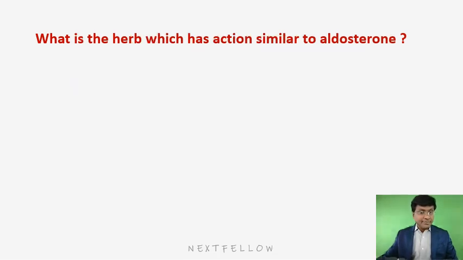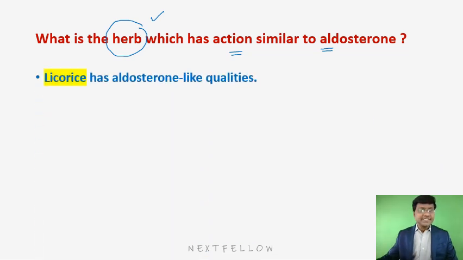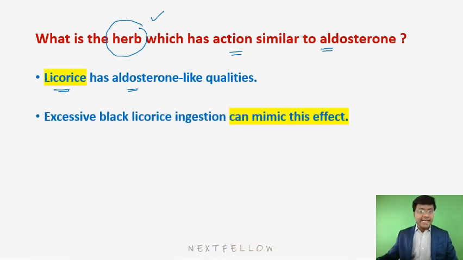Then, a very important question: what is the herb which has an action similar to aldosterone? Please remember, it is licorice. Licorice has aldosterone-like qualities, and excessive black licorice ingestion can mimic this effect of hyperaldosteronism, right?